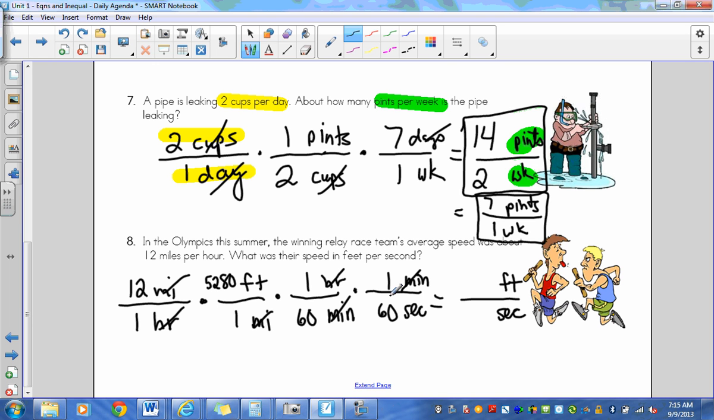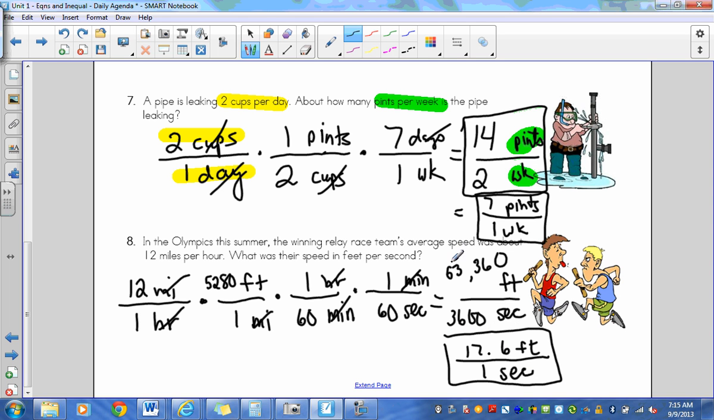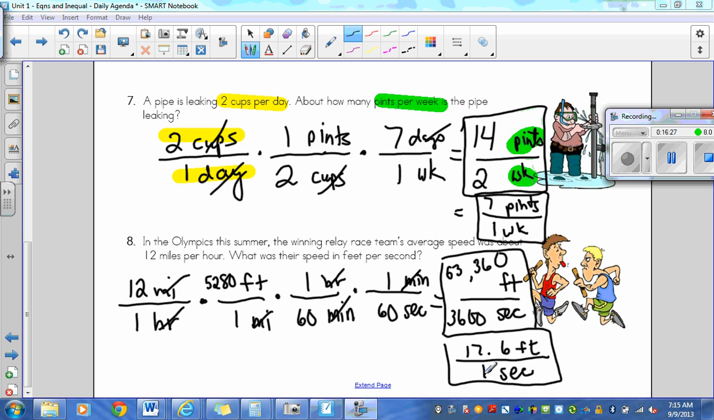12 times 5,280 is 63,360. 1 times 1 times 60 times 60 on the bottom is 3,600 seconds. And if you divide that, you will get 17.6 feet per second. So this is the unit rate, and the top one is an equivalent rate. Dimensional analysis, your guys' favorite.